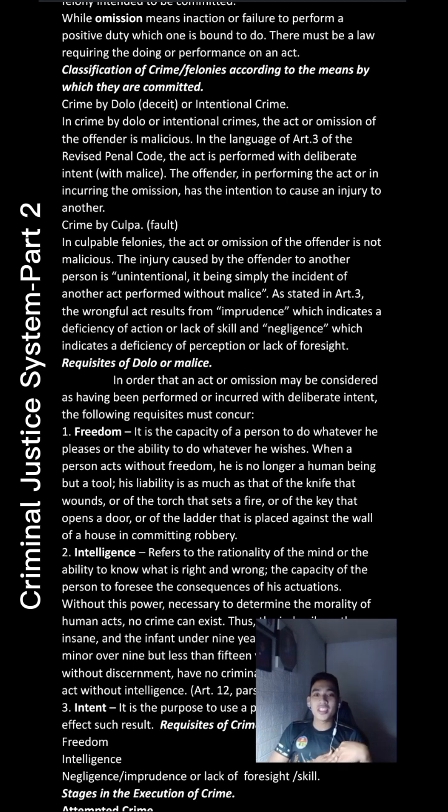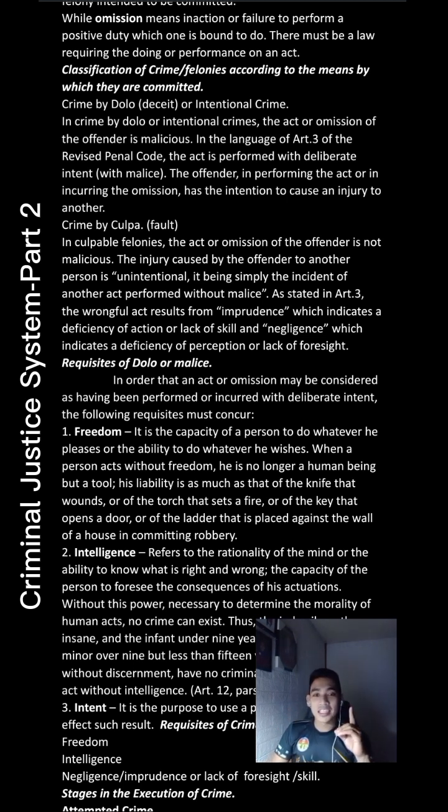So, requisites of dolo or malice. In order that an act or omission may be considered as having been performed or incurred with deliberate intent, the following requisites must concur. So, these requisites must concur in order to have dolo or malice.